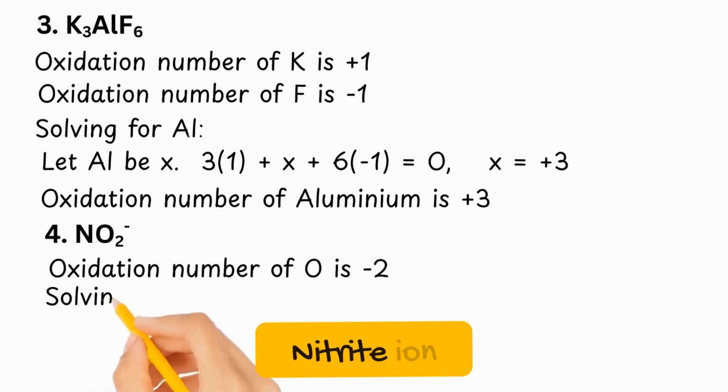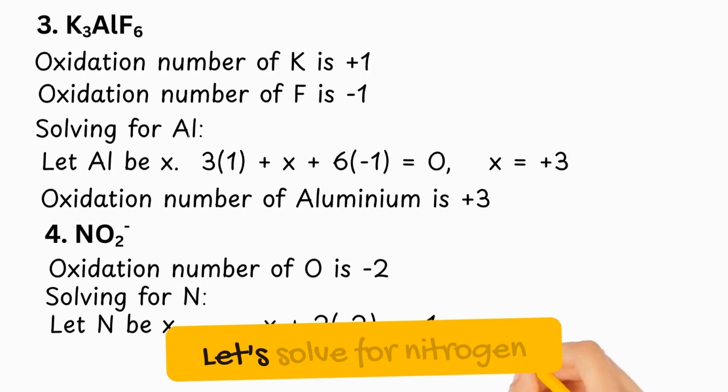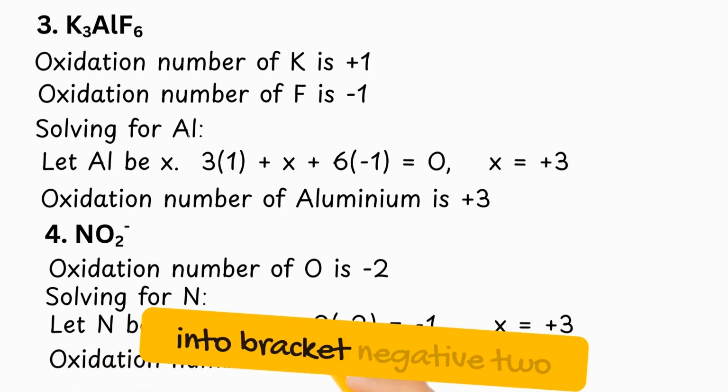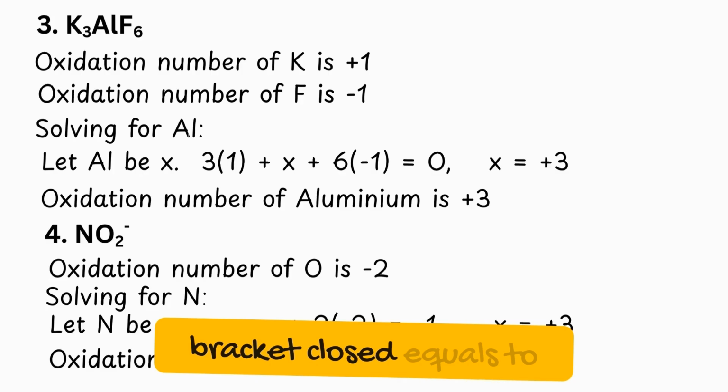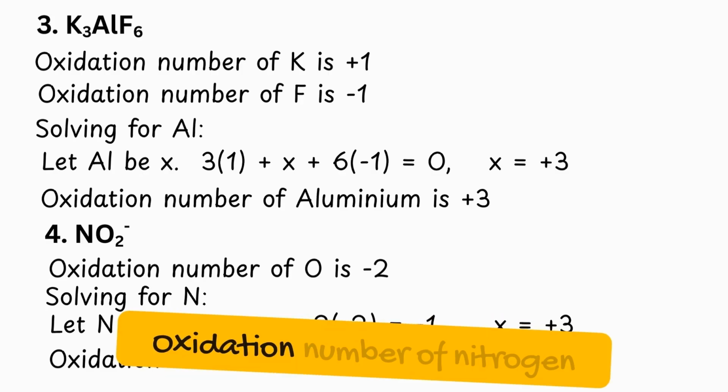Question 4. Nitrite ion. Oxidation number of oxygen is -2. Let's solve for nitrogen. Let N be x. x + 2(-2) = -1. x equals +3. Oxidation number of nitrogen is +3.